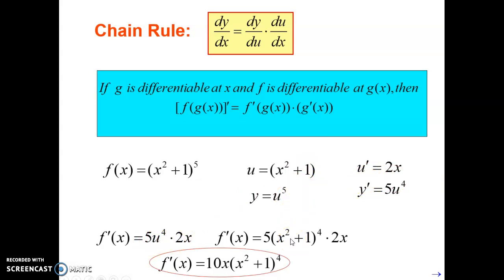So again, very procedural. Inside function, find its derivative. Outside function, find its derivative. Multiply those two derivatives together, but then put the value of u back in for your answer. Now I just simplified it from that point on.